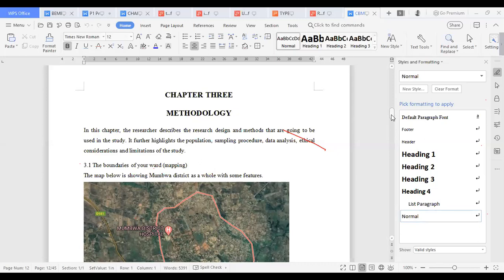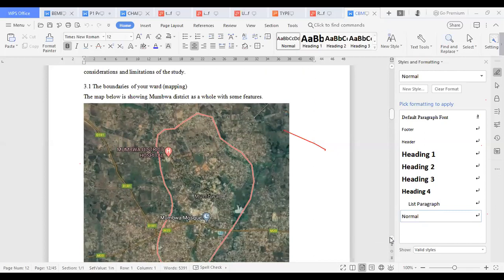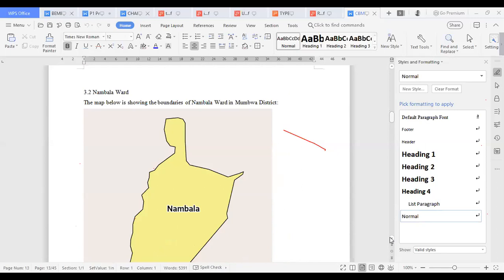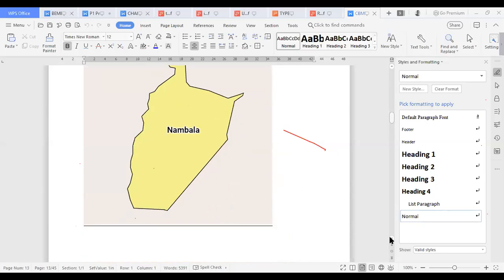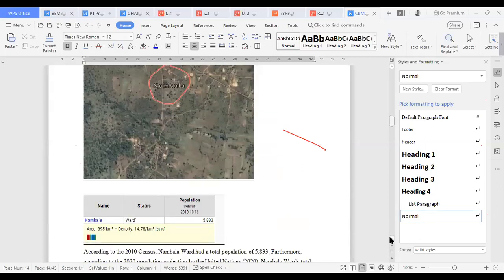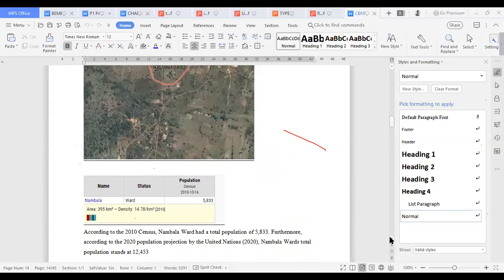In order for us to effectively do this, firstly, we start with the boundaries of our ward. Which ward are we looking at? We're looking at this particular ward. This is the Mumbwa map, and we're looking at Nambala ward. This shows the boundaries of your ward and the spread of the ward. This also shows the population of Nambala ward from the census that was taken in 2010.